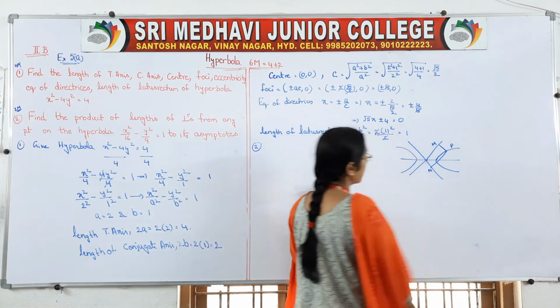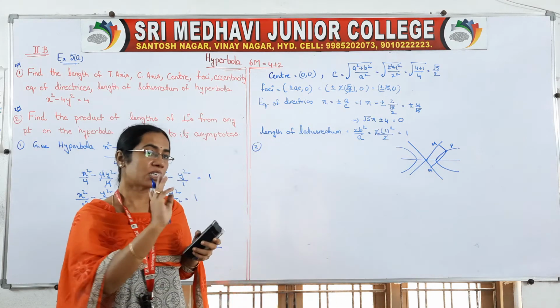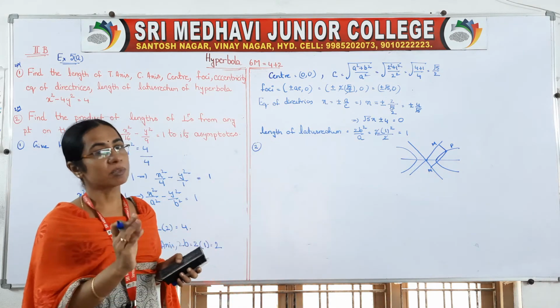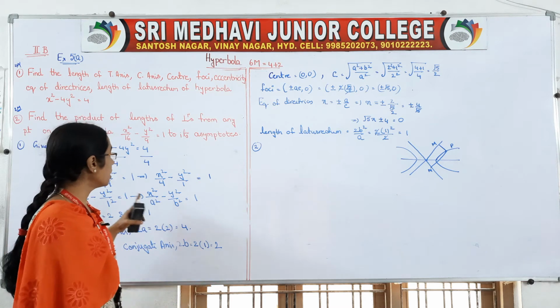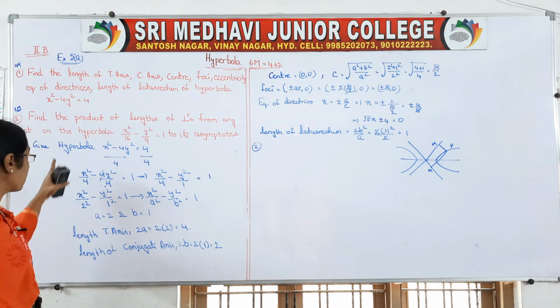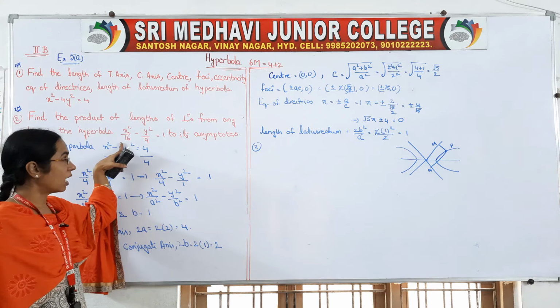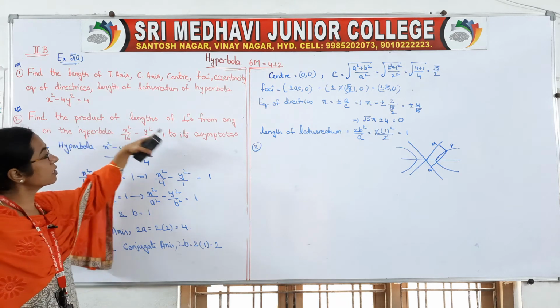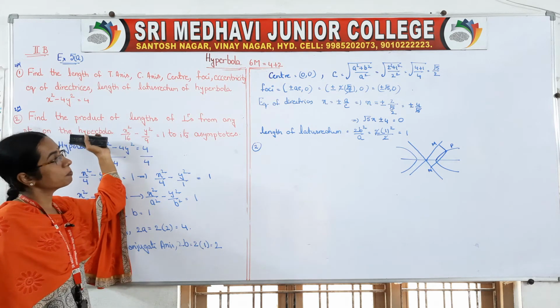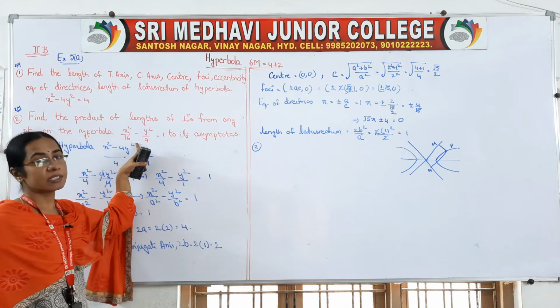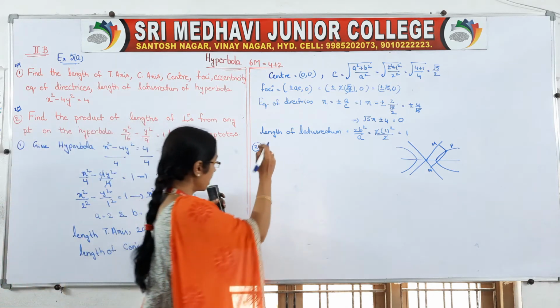So PM, PN. Okay, we got the product of the distances to the asymptotes as some constant value. So here one hyperbola equation is given to us, and we must find the product of lengths of perpendicular from any point on this hyperbola. So very simple.